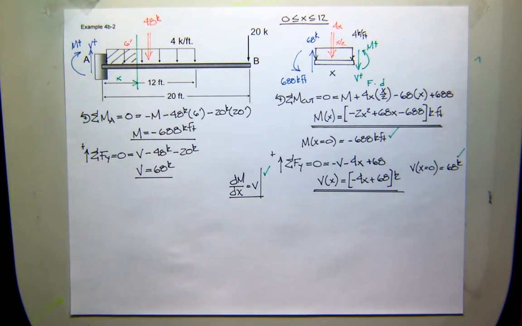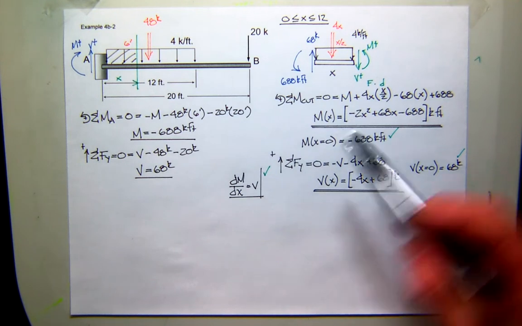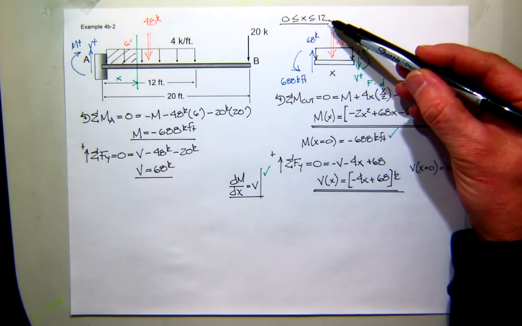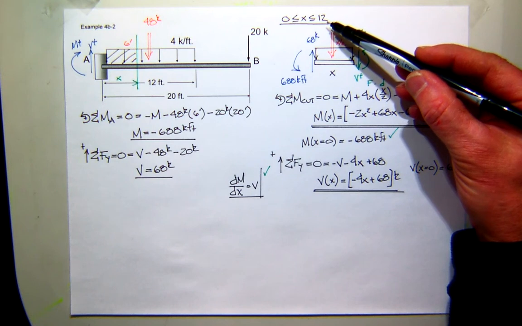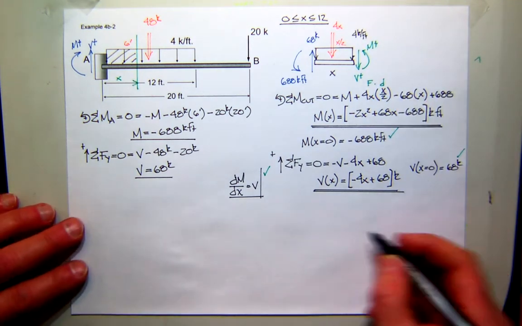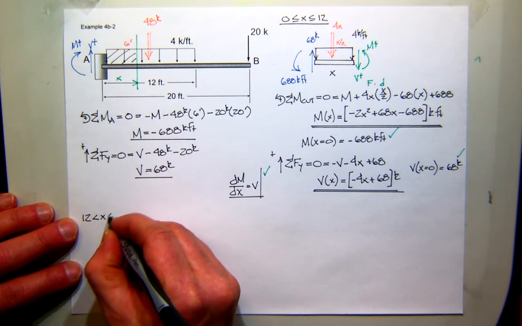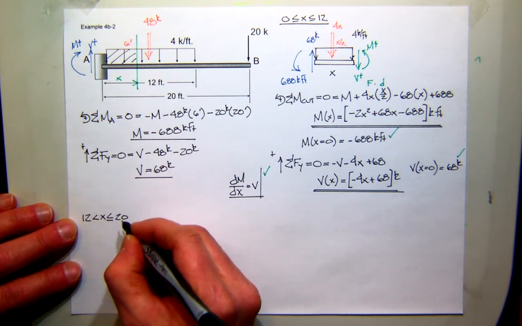But I'm only halfway home. I've only got shear force and bending moment equations for x up to 12. So what do I have to do now? Right, so let me slide over here and let's go from 12 to 20.